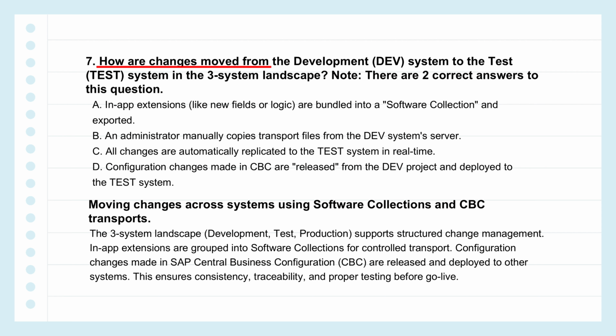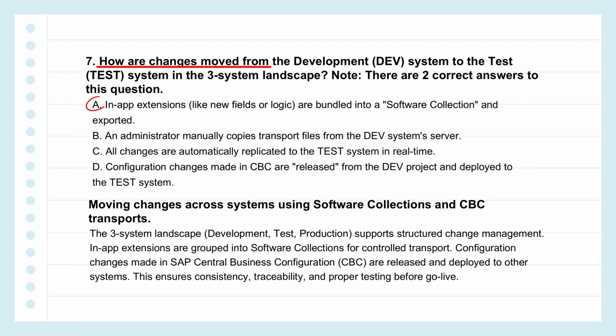That's right. The movement is very controlled, very systematic to protect that multi-tenant environment. First, let's talk about those in-app extensions we just discussed, the custom fields, the custom logic. Those kinds of changes are bundled together into something called a software collection. Think of it as a package or a container for your custom enhancements. A collection for custom stuff. Okay. You then explicitly export this software collection from the DEV system and import it into the test system. SAP requires this bundling to make sure all the related pieces move together, keeping things consistent.